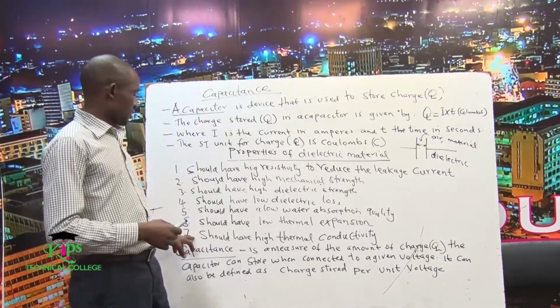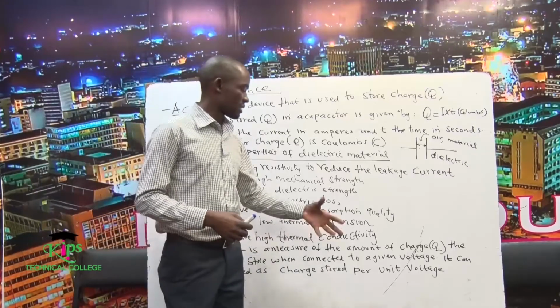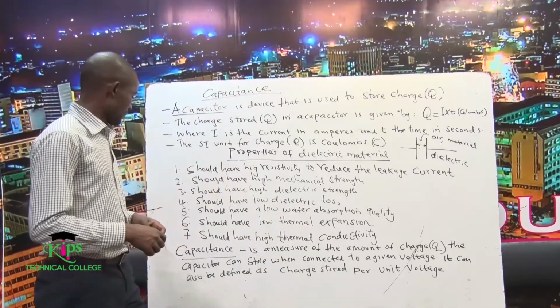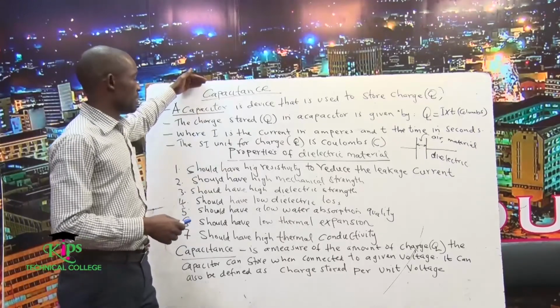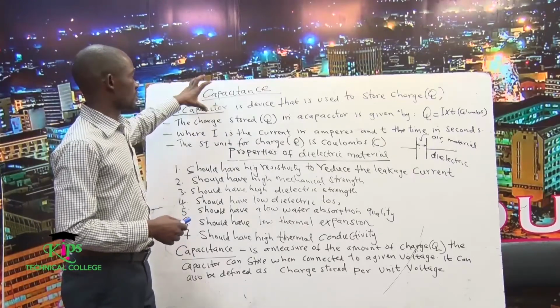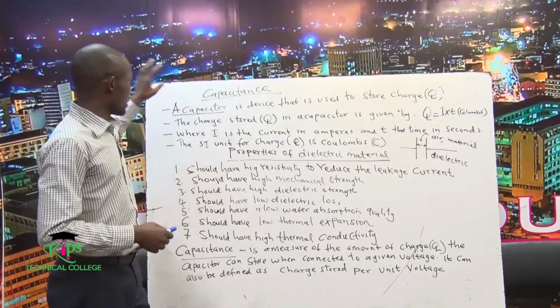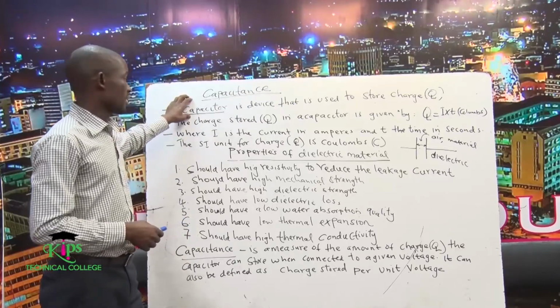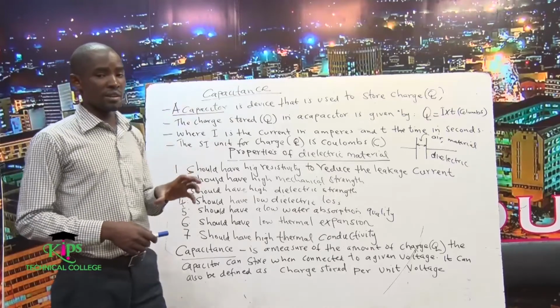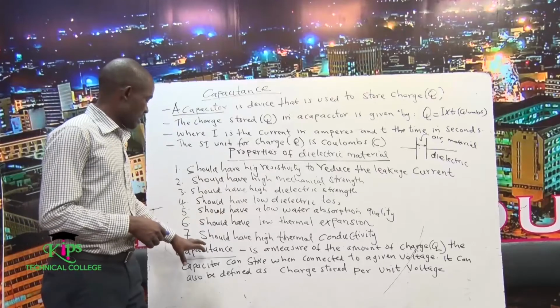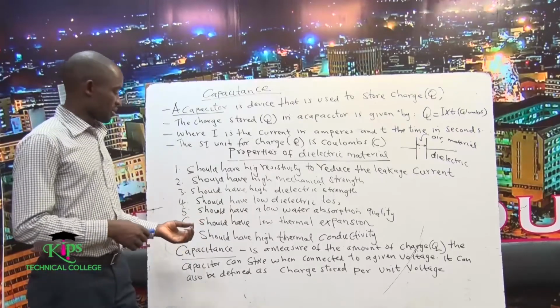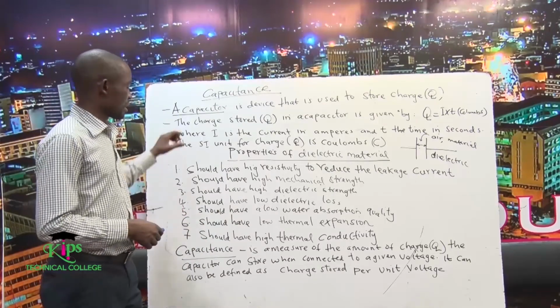Number 7, should have high thermal conductivity is another point. We now want to look at what capacitance is. Remember we said our major subtopic is capacitance. We began from what a capacitor is, and we have said a capacitor is a device used to store charge. We now want to look at what is capacitance, because capacitance is associated to capacitors.